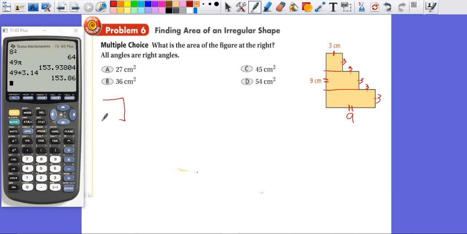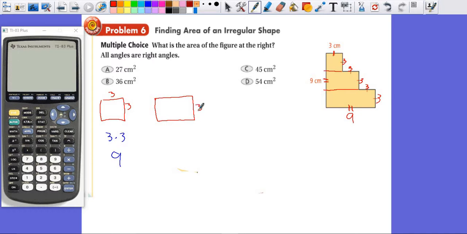Let's start with this small figure first, which is a square. It has 3 and 3. So if I want to find the area of that, I just do 3 times 3, which would give us 9. Then we're going to find the area of the slightly larger figure. For that one, we know that the 3 goes here. The problem is we need to figure out what goes up top. Well, think of it this way. If this whole thing is 9 and 3 of it's taken right here, then this has to be 6. So if we want to find the area of that, we would do 6 times 3. When we take 6 times 3, that would give us 18.